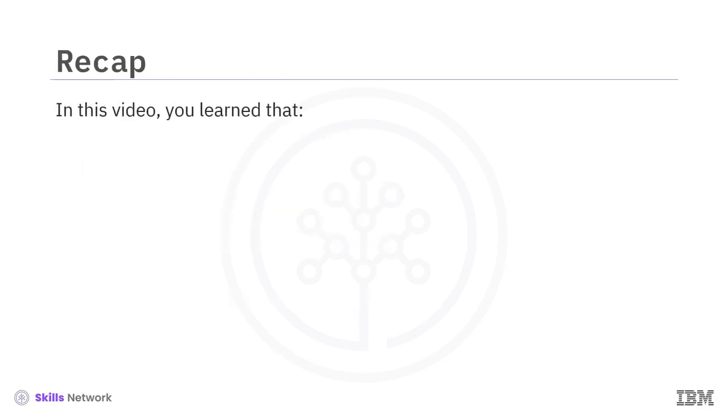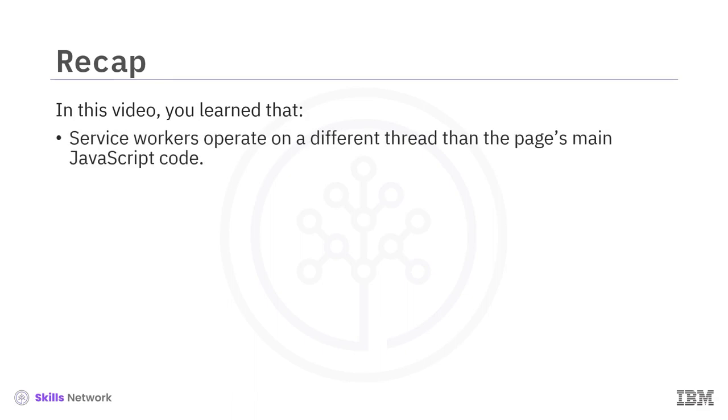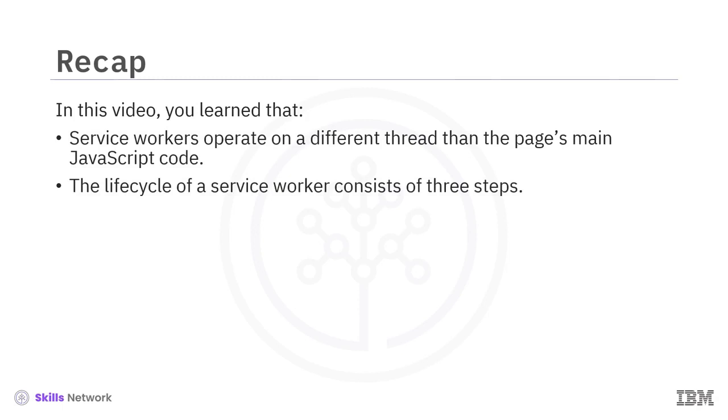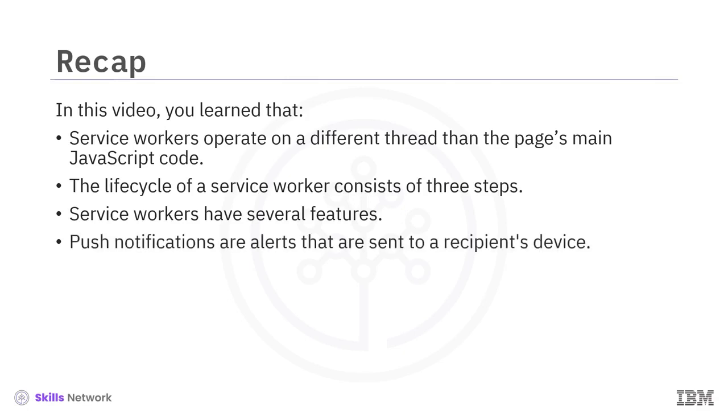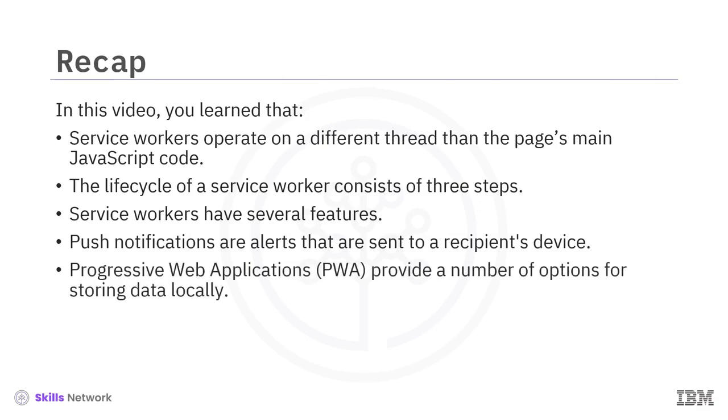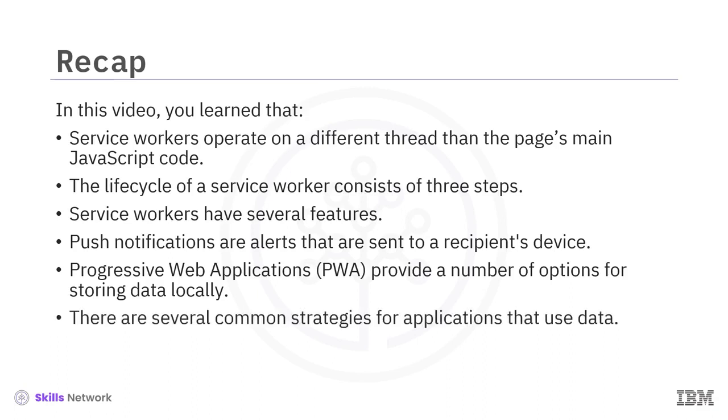In this video, you learned that service workers operate on a different thread than the page's main JavaScript code. The lifecycle of a service worker consists of 3 steps. Service workers have several features. Push notifications are alerts that are sent to a recipient's device. Progressive Web Applications, PWA, provide a number of options for storing data locally. There are several common strategies for applications that use data.